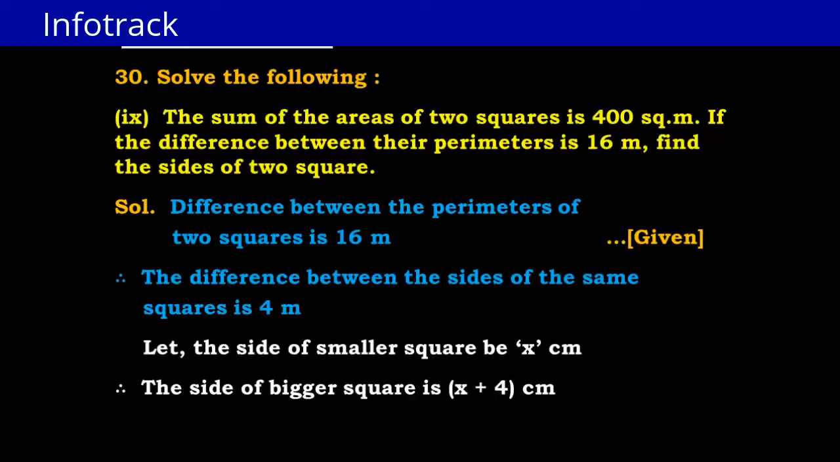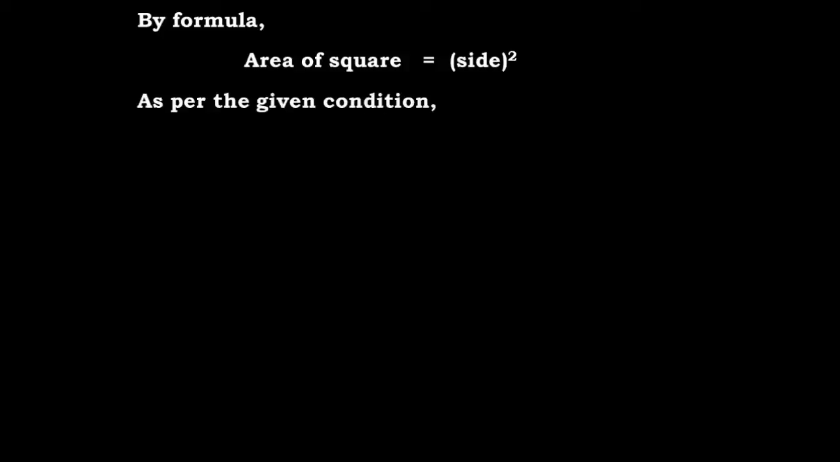Now sum of the areas of these two squares. So we can write equation by formula area of square is equal to side square. So area of the smaller square as per the given condition will become x square and for the bigger square x plus 4 the whole square. So we can write equation x square plus (x plus 4) the whole square is equal to 400.